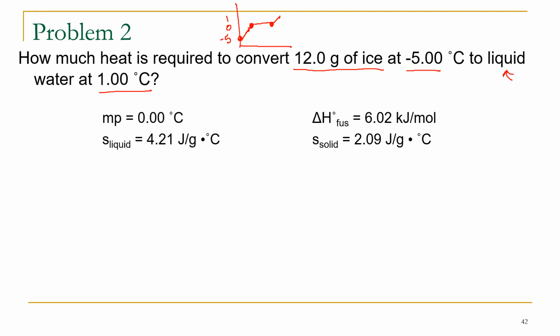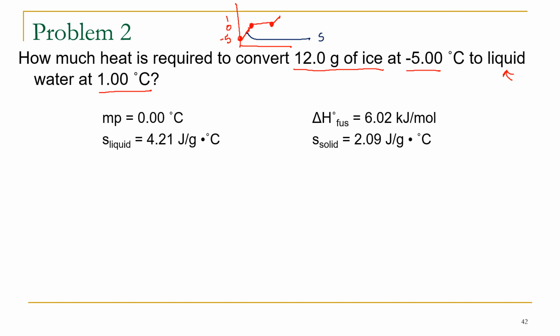That's how much heat. So we need to find out how much heat is required to raise the temperature of ice from -5 to 0. Then we need to know how much energy is required to melt all of that ice. And then we need to know how much is required to increase the temperature of the water from 0 to 1 degree. So we're going to have to use all 3 equations.